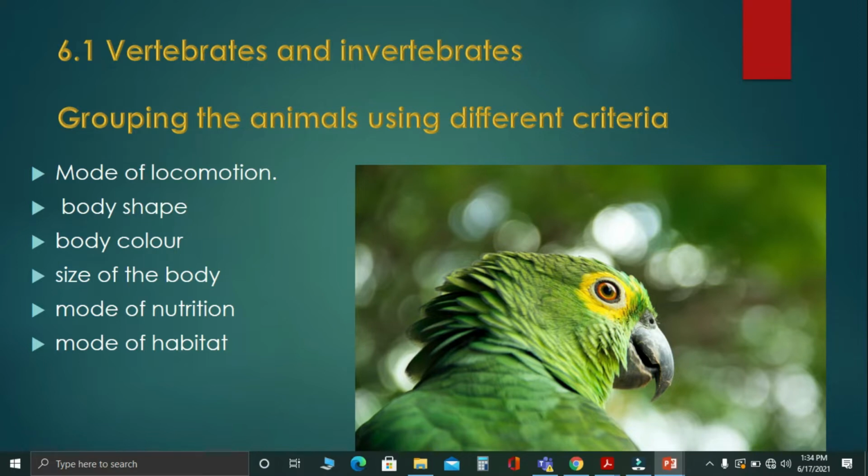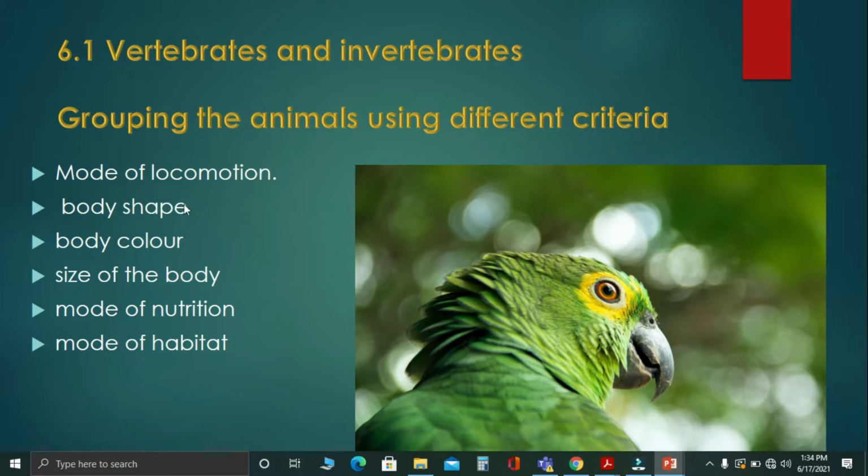So now when we are learning animals, we have to categorize animals into groups. That is easy for learning. Grouping the animals using different criteria. We can use different criteria to group them.